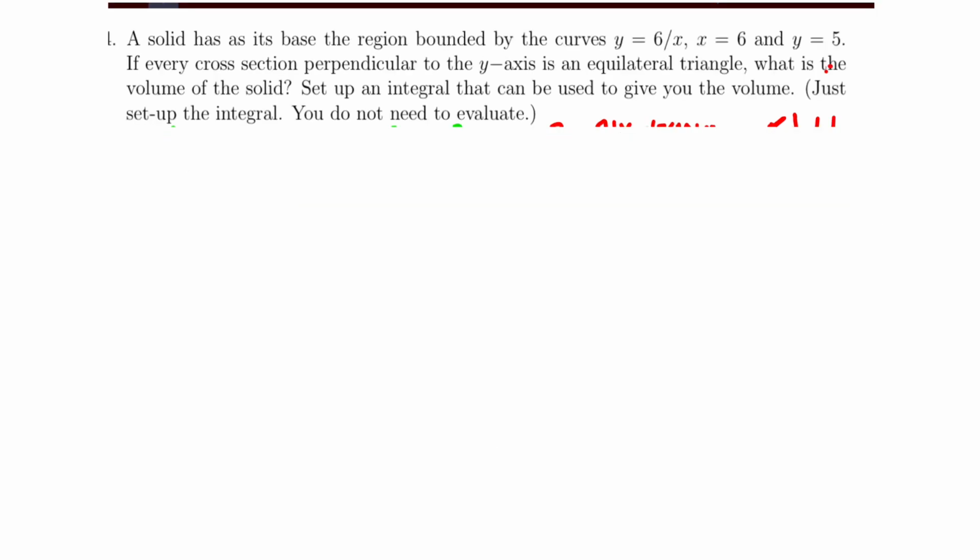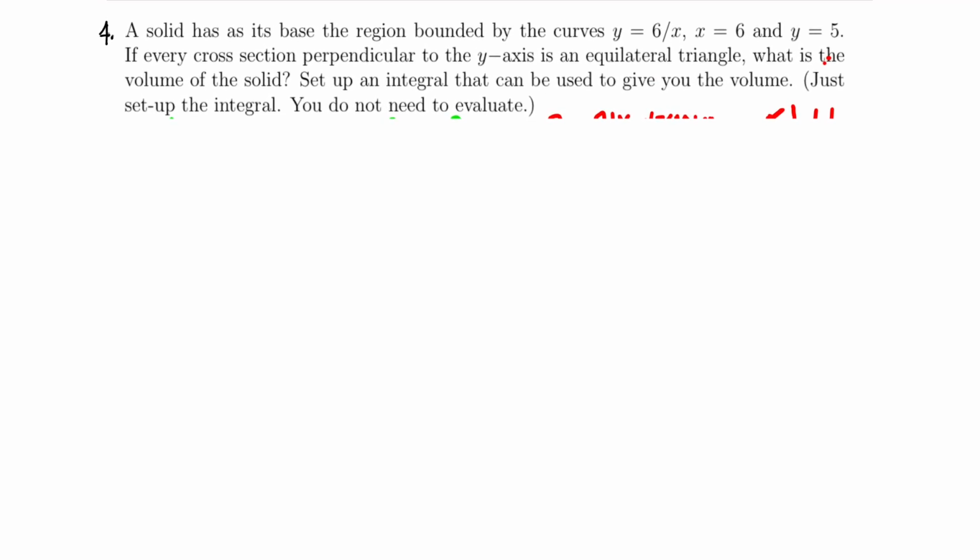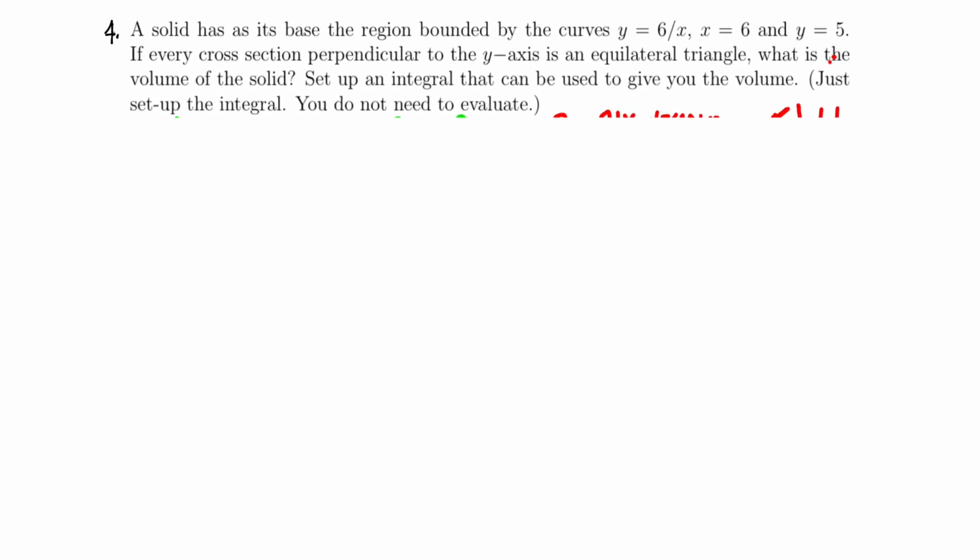So there's our problem right there. A solid has as the base of its region the region bounded by the curves, y equals 6 over x, x equals 6, and y equals 5. If every cross-section perpendicular to the y-axis is an equilateral triangle, what is the volume of the solid? Set up the integral that can be used to give you the volume. So this is your challenge right here to do.